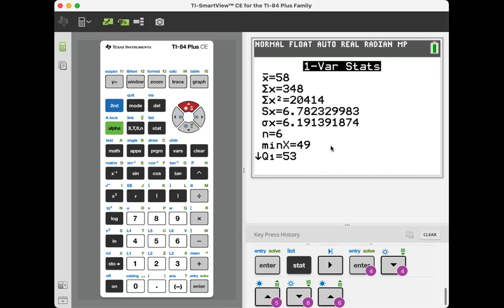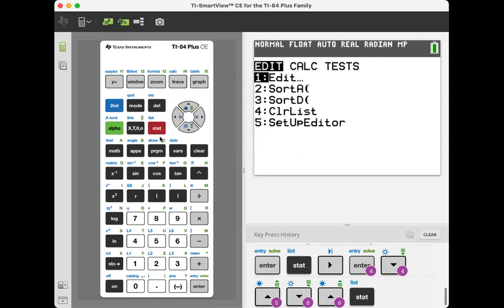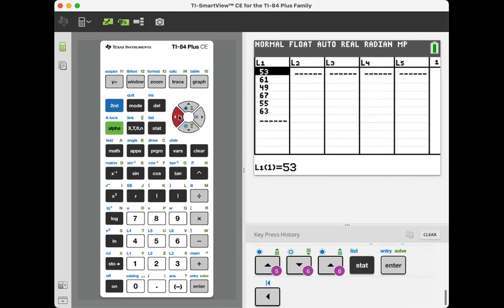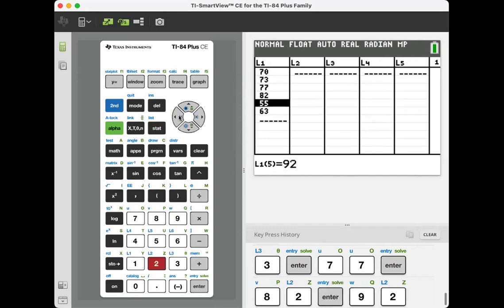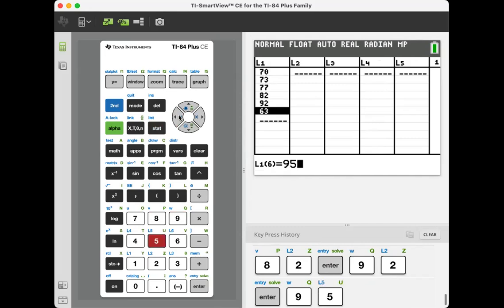So remember set A in our handy dandy guided notes? We got 9.29. We're going to go ahead and do that in the calculator. So hit the stat button. We want to edit. Going to come over to list 1 and we're going to have 70, enter. 73, enter. 77, enter. 82, enter. 92, enter. 95, enter.